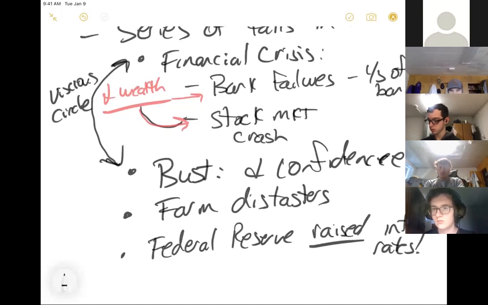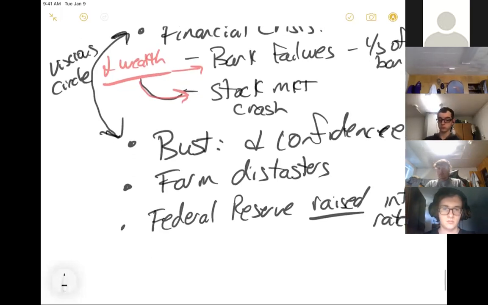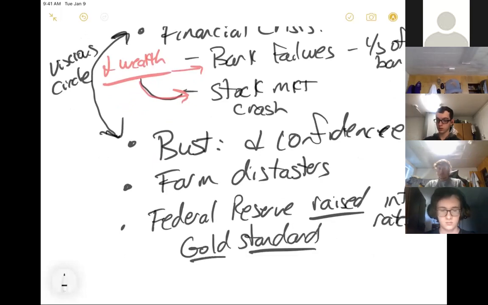Today we know that when things get bad, a central bank like the Federal Reserve should lower interest rates. What did the Federal Reserve do? They raised interest rates. Why? We'll talk about this a little bit on Monday, but it was the dastardly power of the gold standard, one of the uniquely bad ideas in economic history. But the gold standard really forced the Fed to do the opposite of what we now know was the right thing to do.